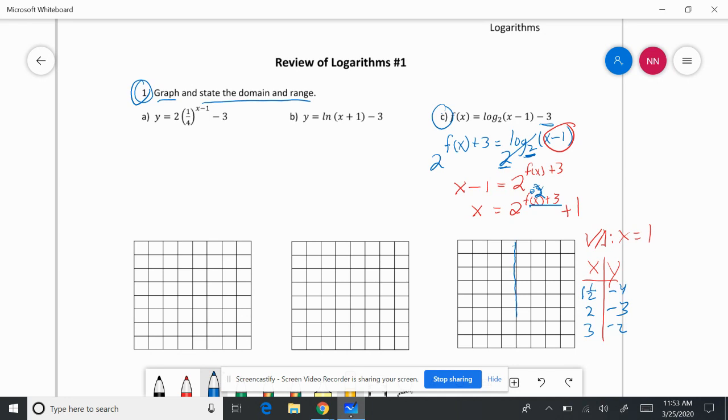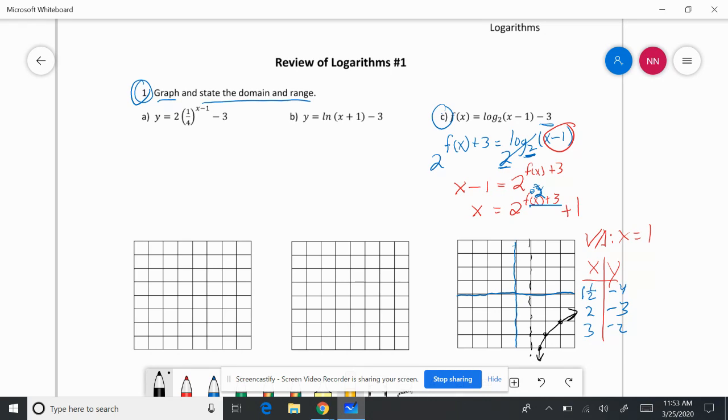So I'm going to draw my graph, my x and y axis. And I have my vertical asymptote, which is at 1. I have 1.5 and -4. I have 2 and -3. I have 3 and -2. And that right there gives me my log equation.